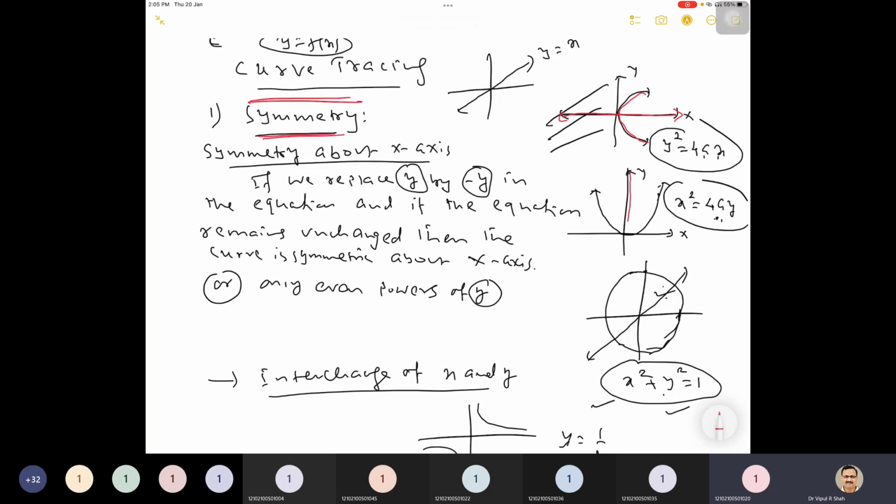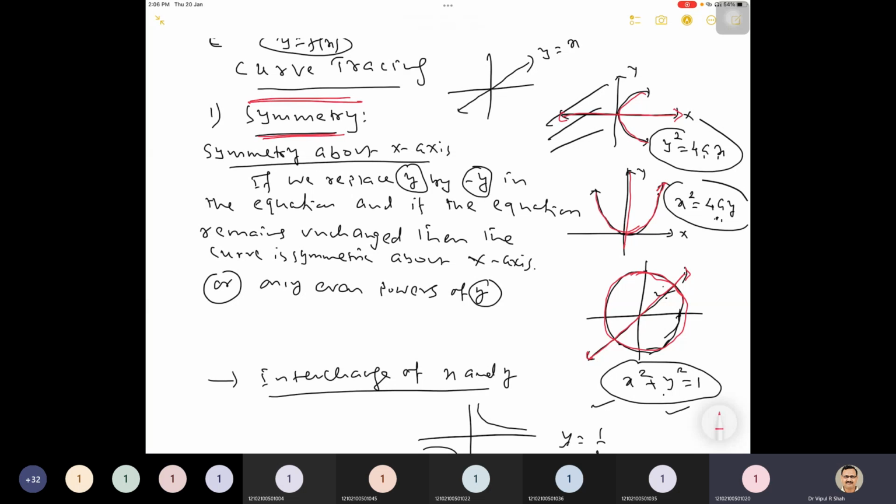Same way, this is the curve. It is also a parabola. Can you say this is symmetry about y-axis? Yes, sir. This is a circle. Can you say it is symmetric about both the axes? Yes, sir. Not only that, it is also symmetric about the line y equal to x also.